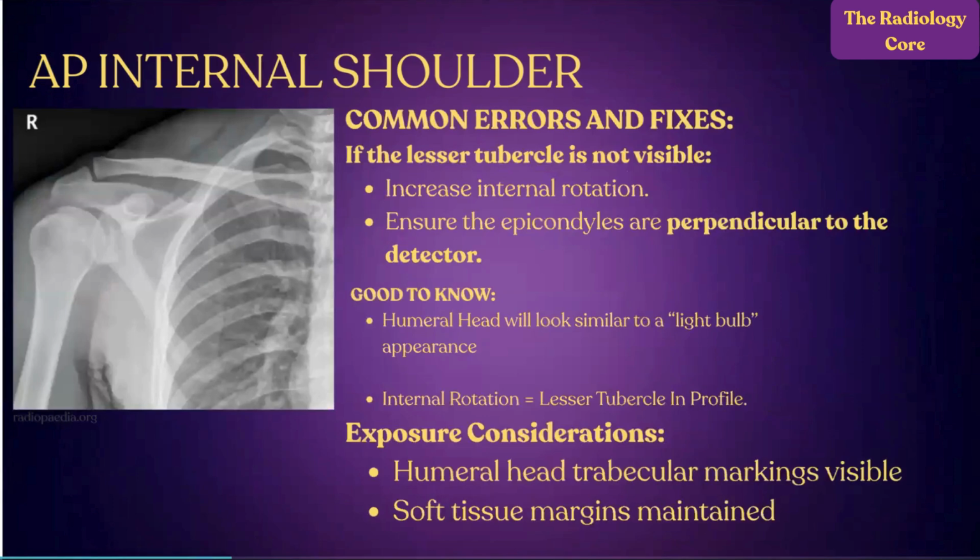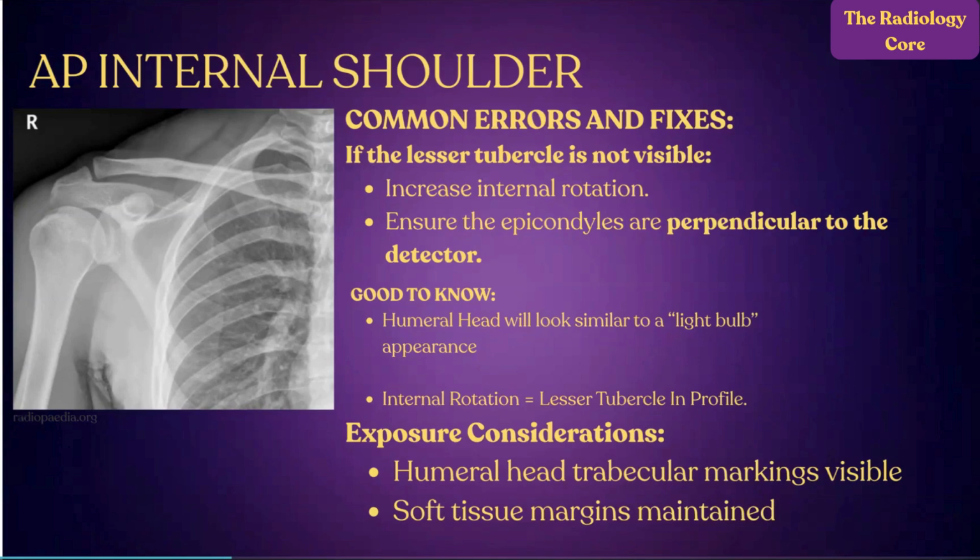So for the AP internal shoulder, some common errors and fixes. If the lesser tubercle is not visible, you're going to want to increase the internal rotation and ensure that the epicondyles are perpendicular to the detector. Good to know, if the humeral head looks like a light bulb, then you have correct rotation for an internal shoulder. Exposure considerations: the humeral head trabecular markings are visible and the soft tissue margins are maintained.